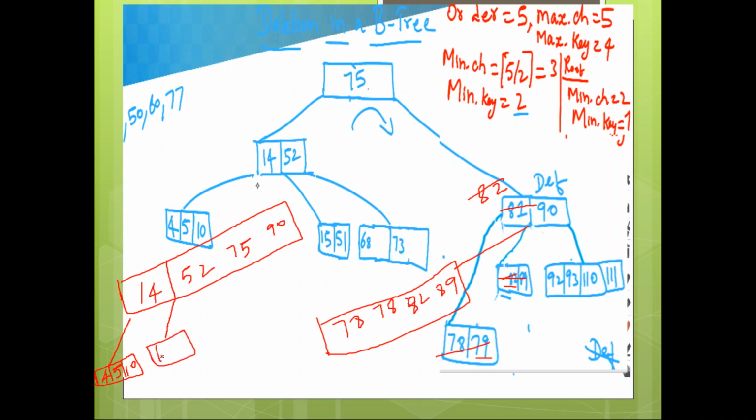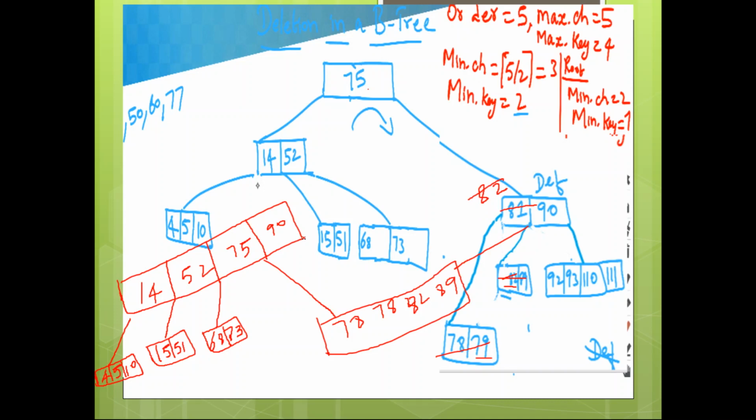To the right of 52 you will have 68 and 73. To the right of 75 and to the left of 90, what will we have? You will have 72, 78, 82, 89. That will be to the right of 75 and left of 90.